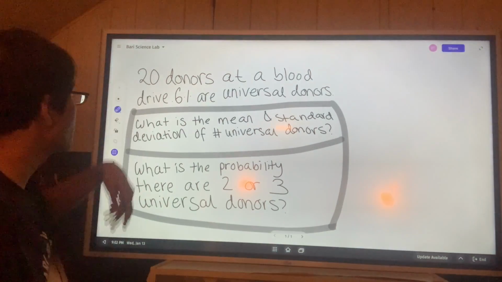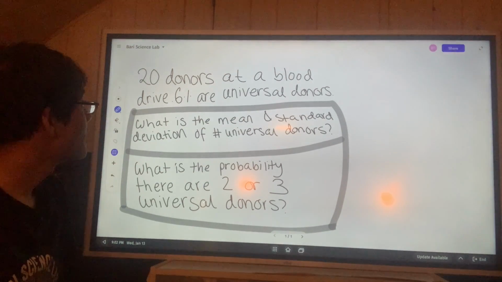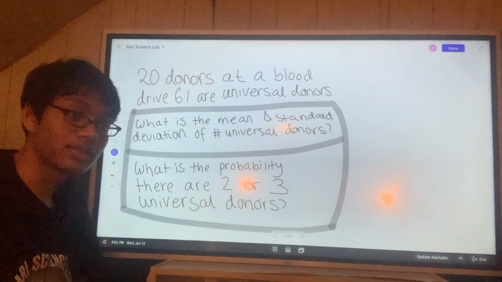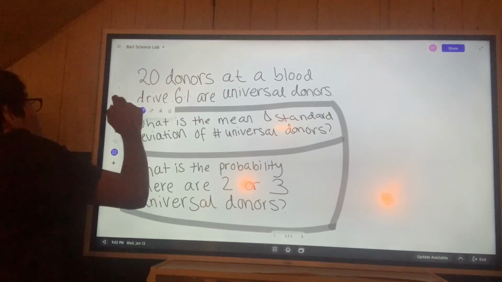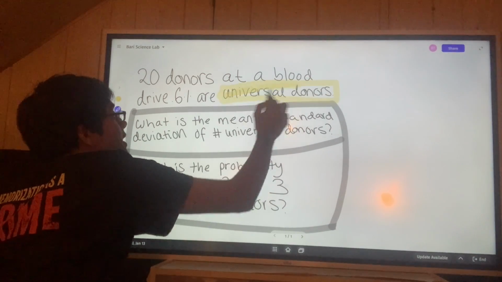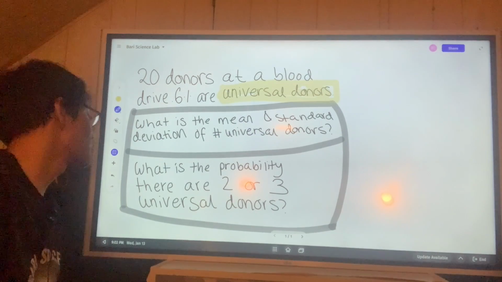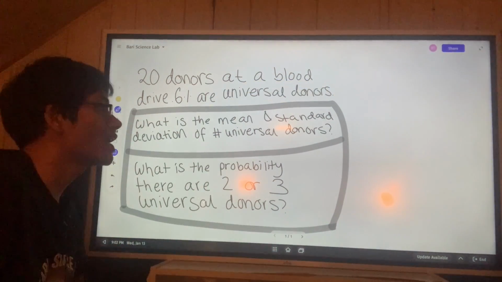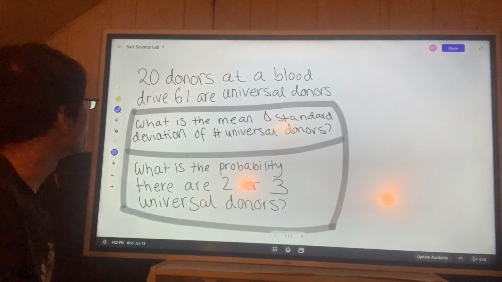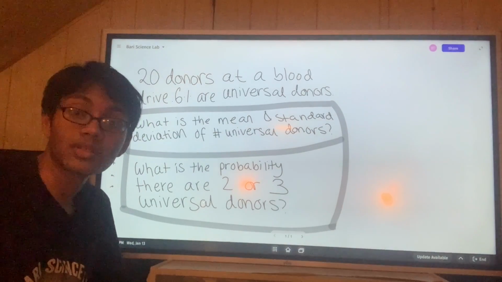So we have the following. 20 donors at a blood drive. 6% are universal donors. Now what does that mean? Universal is a magic word. It means that your blood can be given to anyone and it will be accepted. Okay, so it's a kind of Goldilocks zone, a kind of magical type of blood. That being said, we want to find the mean and standard deviation of the number of universal donors.